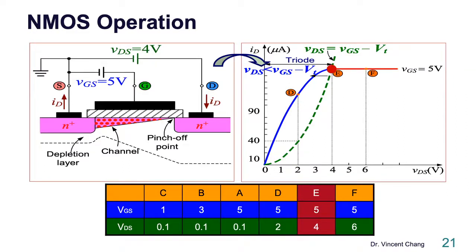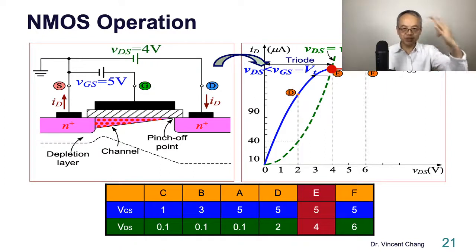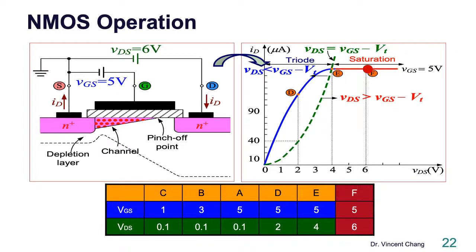Now boundary: 4 equals 4. VDS equals VGS minus VT. On the right-hand side, 6 is greater than 4. VDS is greater than VGS minus VT.